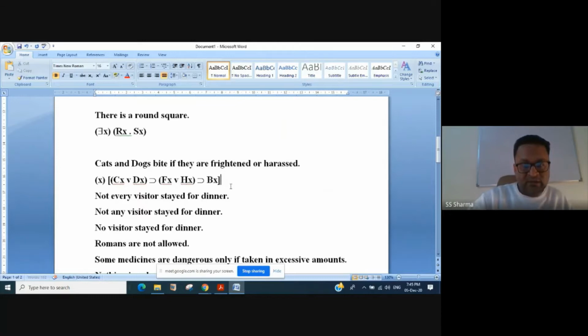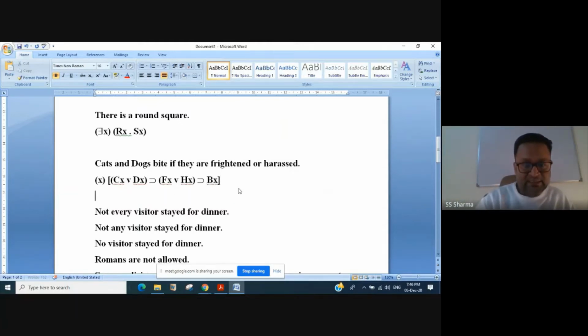Now this can sound a little bit confusing for us, how we should understand it: for all x, if x is a cat or x is a dog, then if x is frightened or x is harassed, then x bites. Now this is one way of understanding it. You can take it like this as well, and this may make the understanding simpler.